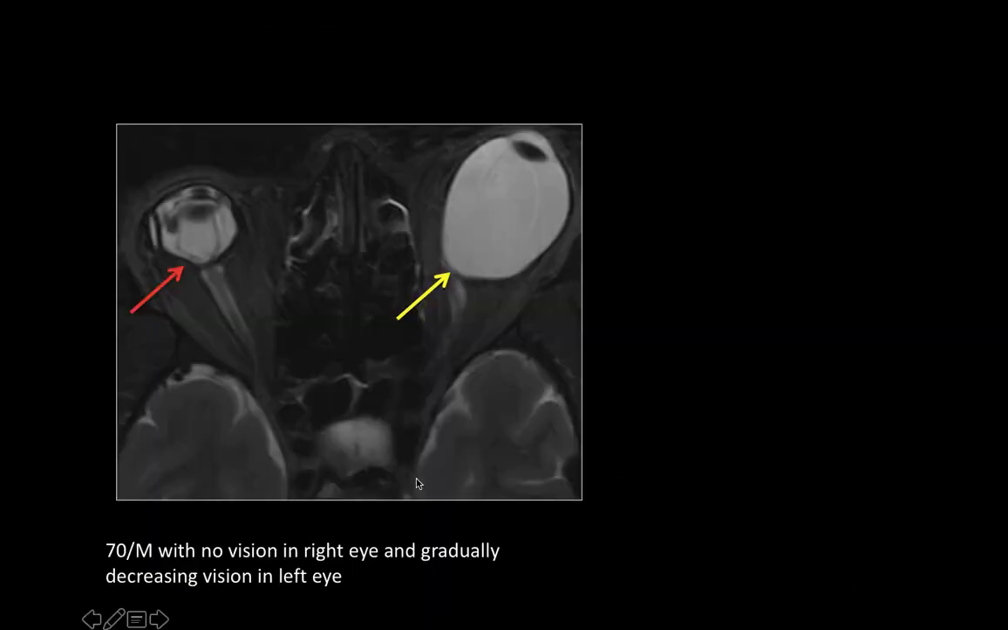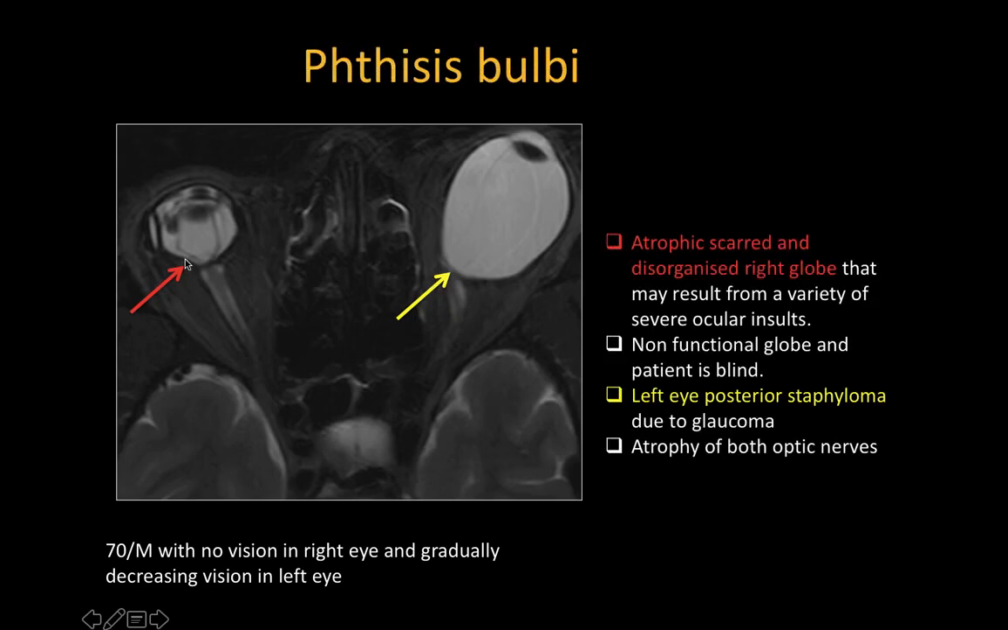This patient is a 70-year-old male with no vision in the right eye and gradually decreasing vision in the left eye. So, what do we see here? We see a completely atrophic, disorganized, and scarred right globe, which can be because of a variety of ocular insults. So, this is phthisis bulbi. Also, notice abnormal signal and thinning of the right optic nerve.